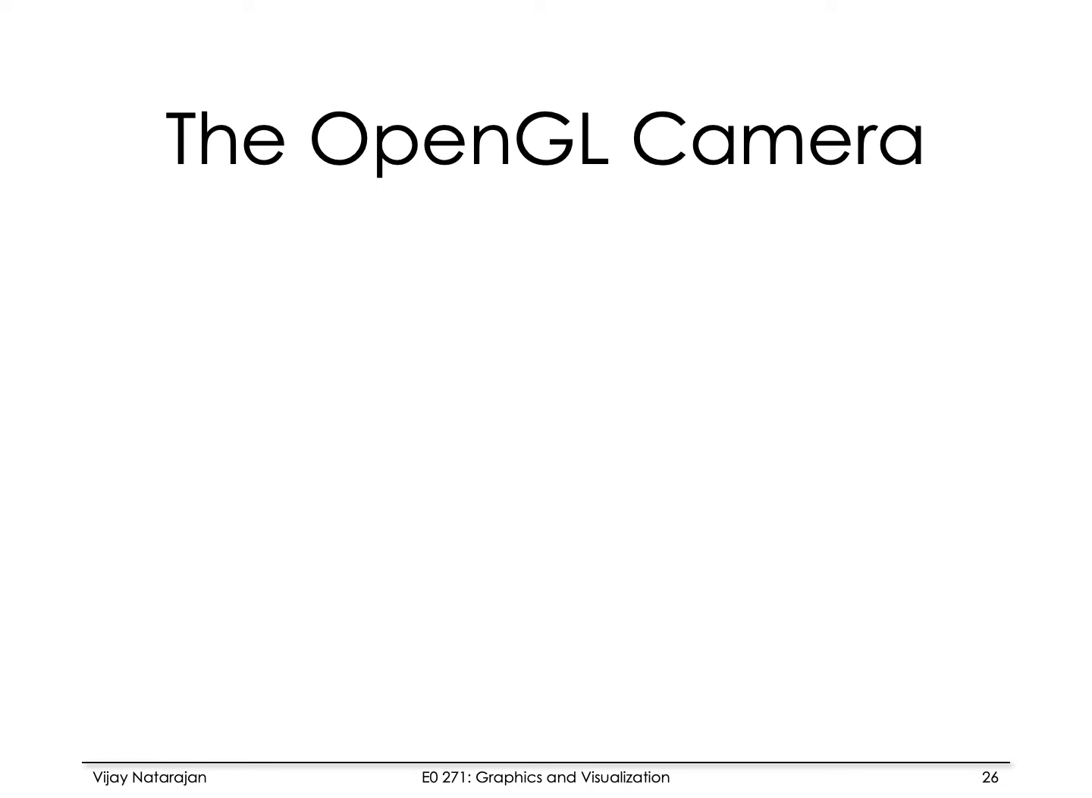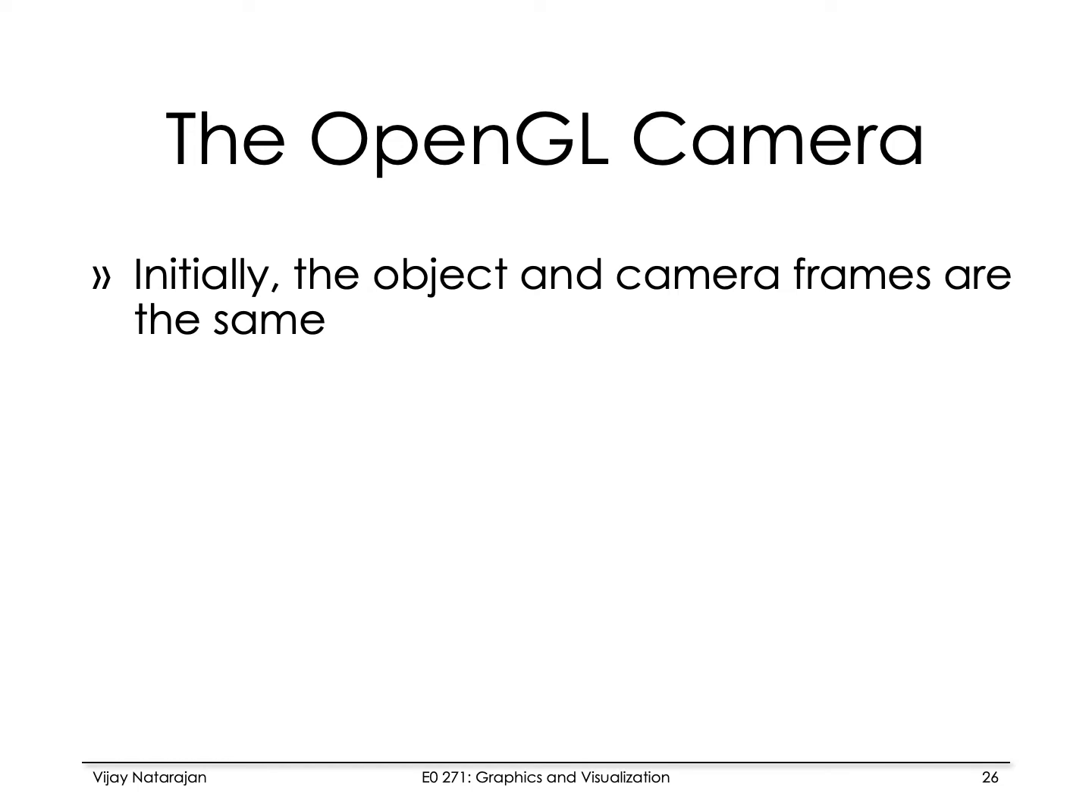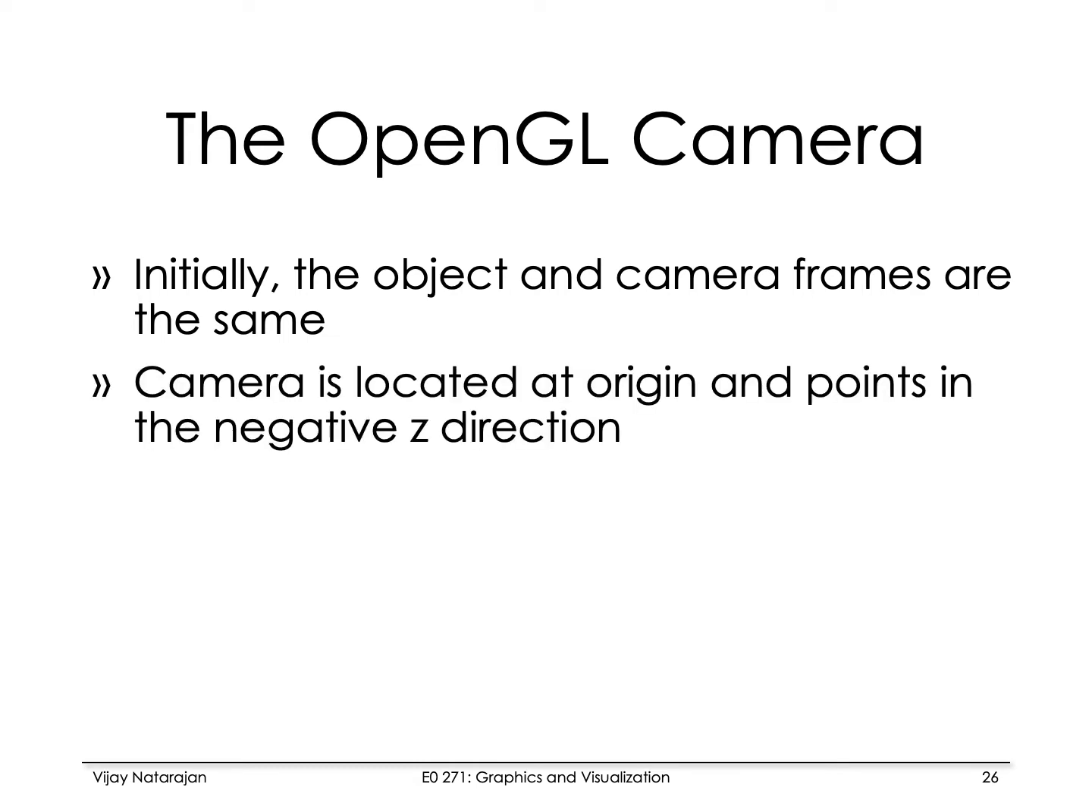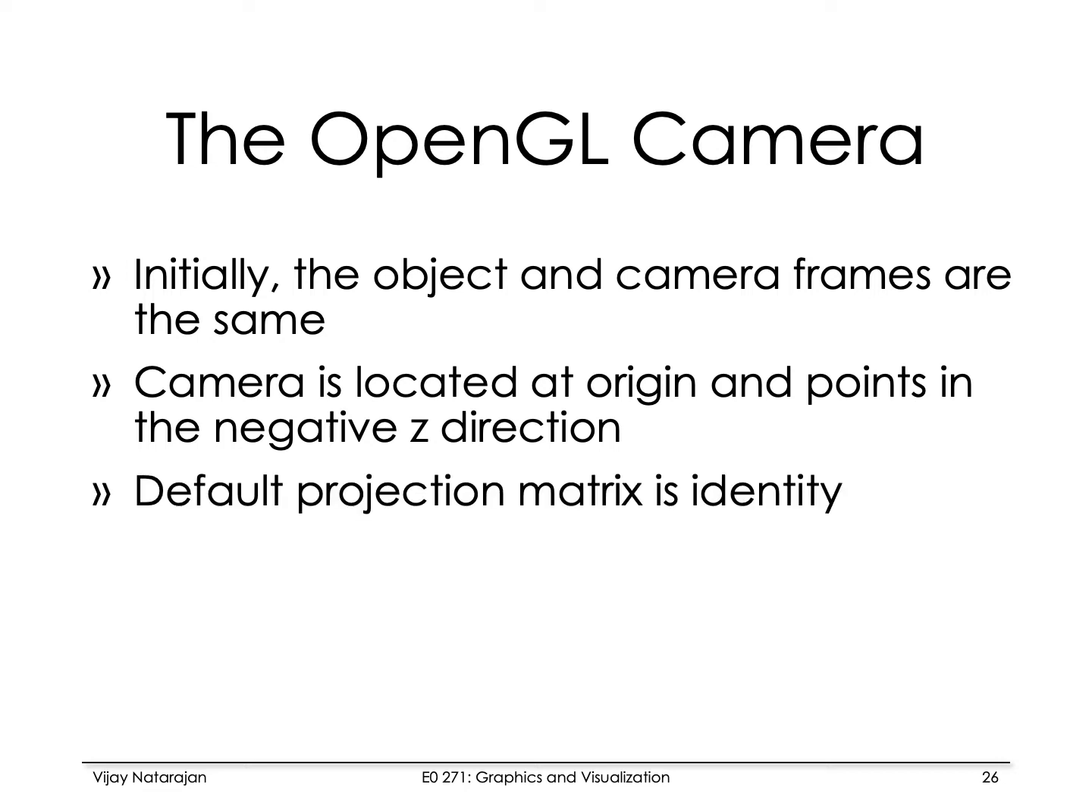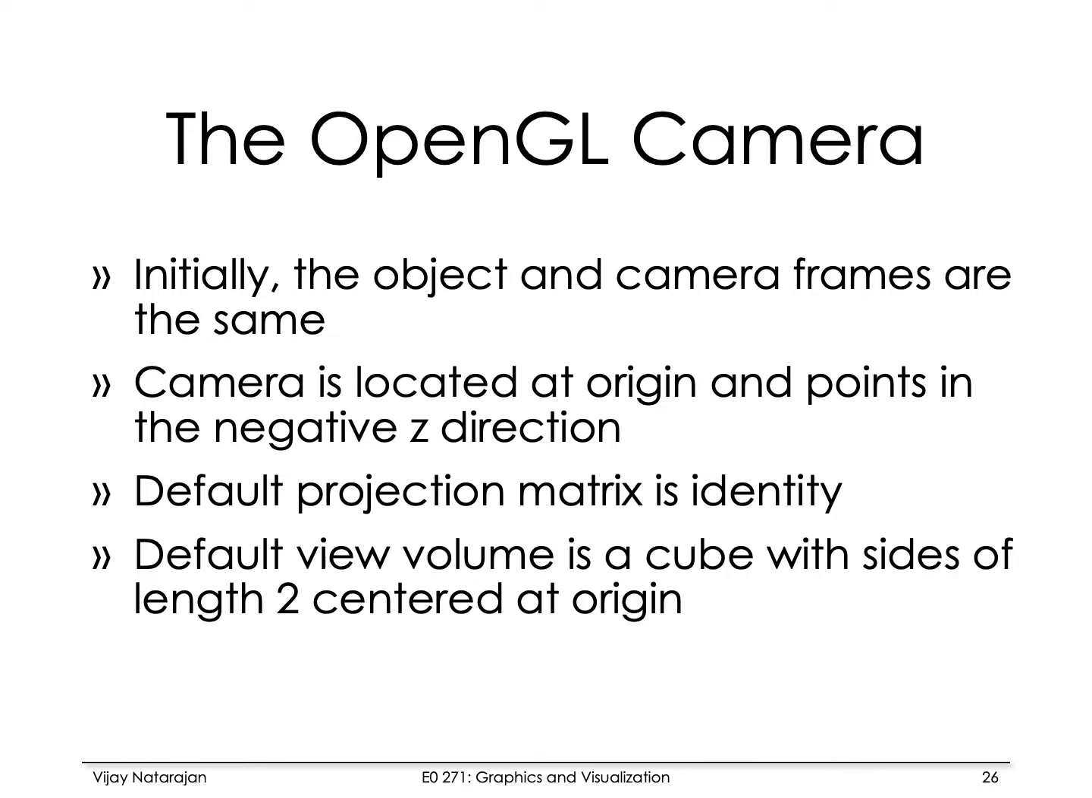The OpenGL camera does the following. Initially, by default, the object and the camera's frames of reference are the same. So we talked about this briefly during the previous lecture also. So here is what it is. The camera is located at origin and it points in the negative Z direction. The default projection matrix is identity, so essentially it doesn't do anything. The default view volume is a cube whose sides are of length 2 and centered at origin.